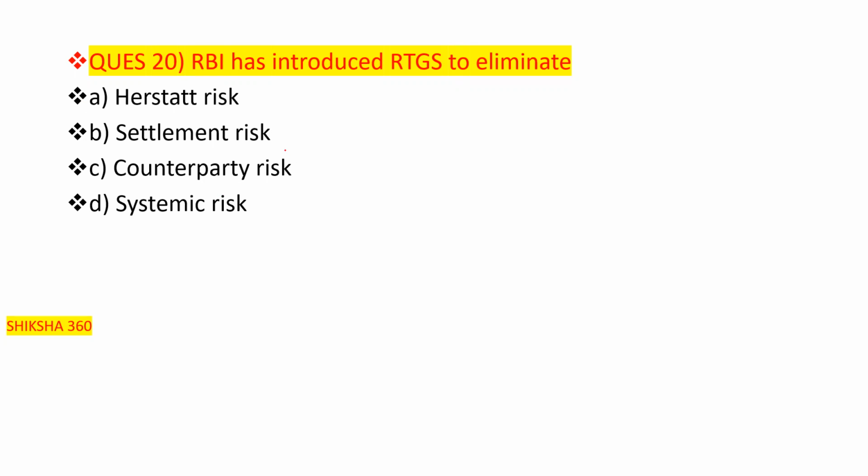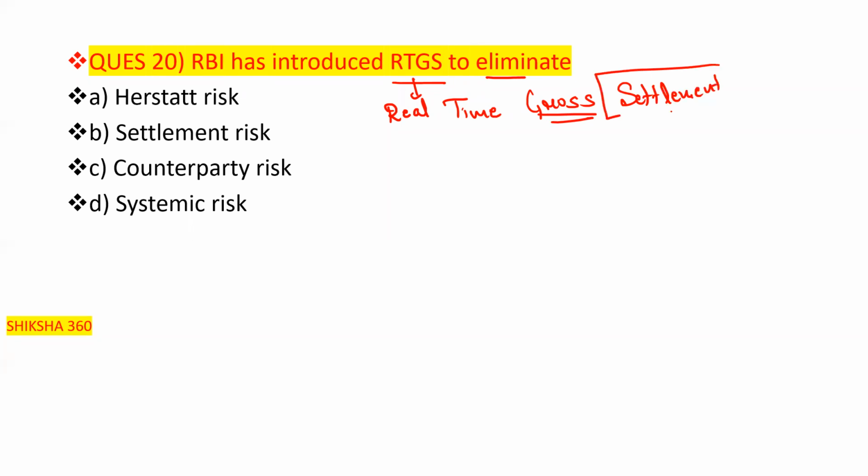Herstatt risk, settlement risk, counterparty risk, or systemic risk. Basically, RBI has introduced RTGS, that is, Real Time Gross Settlement. From the word itself it tells us that the settlement takes place on the spot.